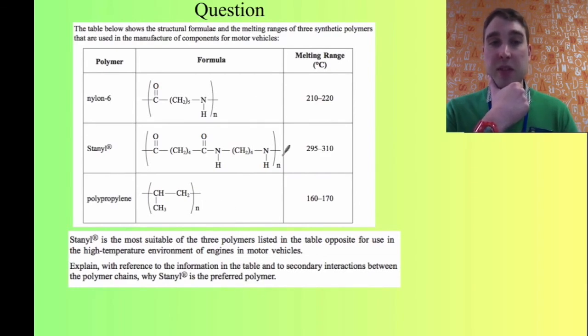But then if we look at stanol, it has a lot more opportunity for hydrogen bonding to occur between the polymer chains per monomer. Because there's twice as many opportunities for hydrogen bonding per monomer, that's going to increase the melting point again as well.